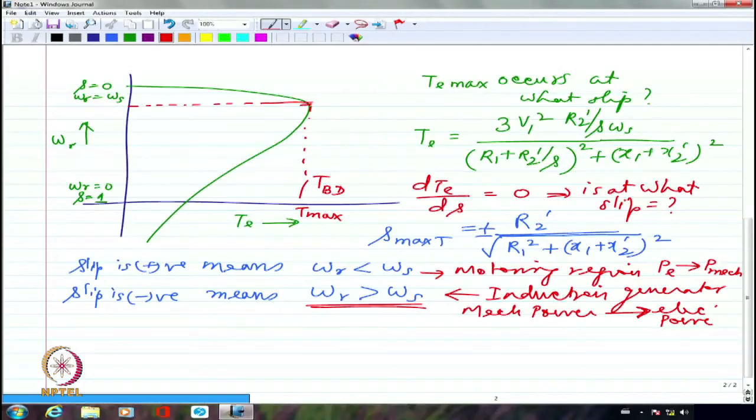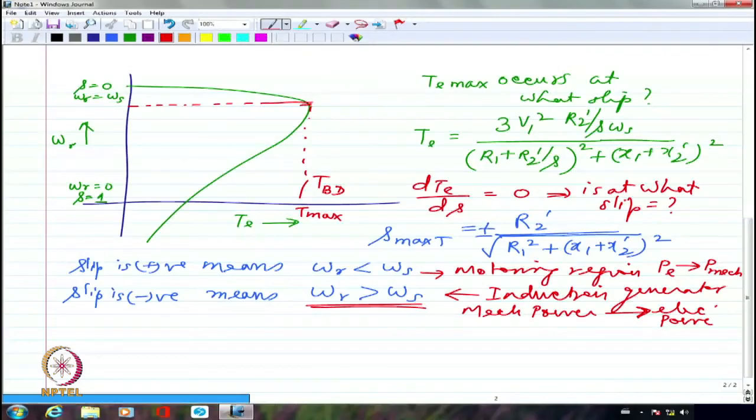If you try to load the induction motor beyond this particular torque, it will stop. It will stall. It will not be able to run anymore. So let us say I was working with maybe 10 Newton meter, 20 Newton meter. I kept on increasing. Maybe it came up to 50 Newton meter. Maybe 50 Newton meter happens to be my breakdown torque. If I try to go to 51 Newton meter, the machine will come to a standstill. It will not be able to work anymore. It will not be able to rotate anymore.